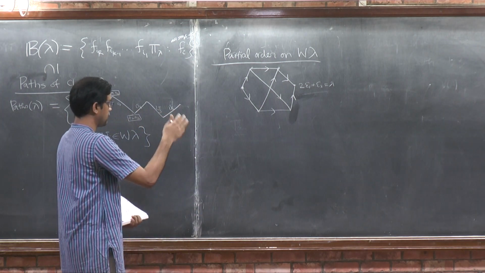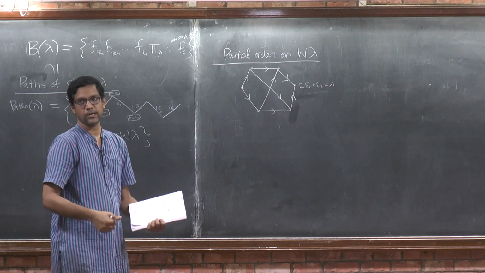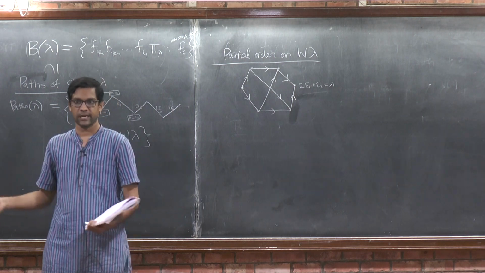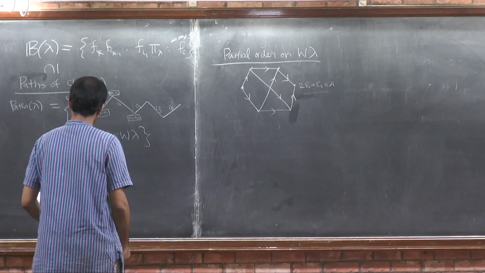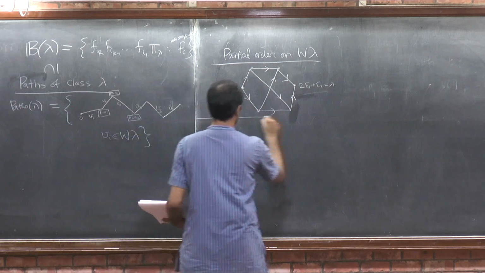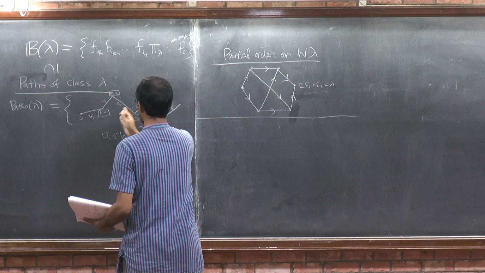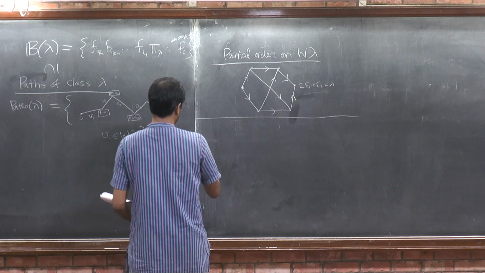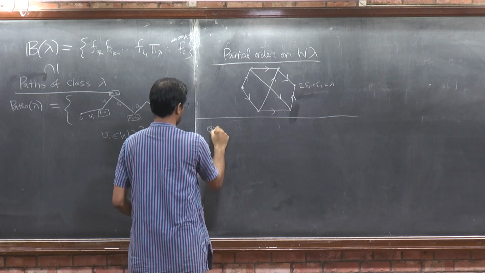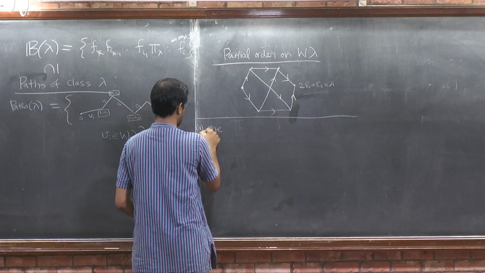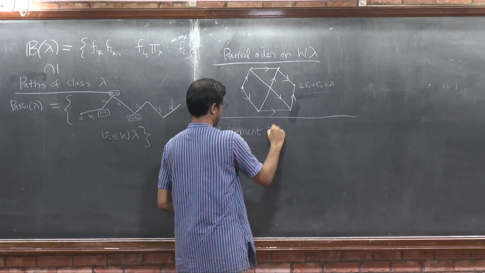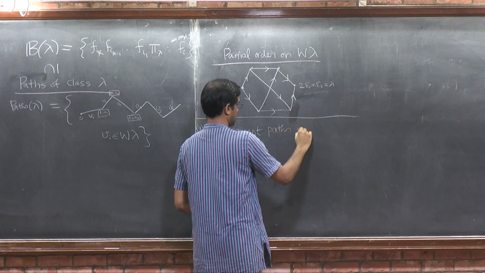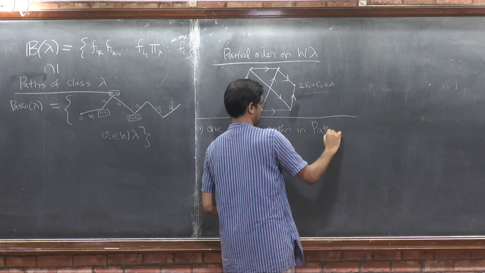And so let's see how this partial order arises naturally when we try to answer this question, when you try and find out what B lambda is. So to do this, let's look at paths of class lambda which are one segment paths. So let me first start out by considering some examples of paths. Suppose I have one segment paths of class lambda.